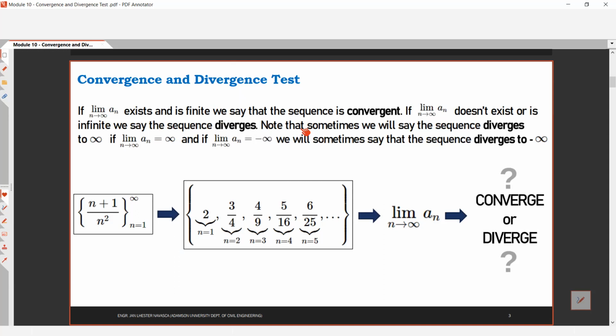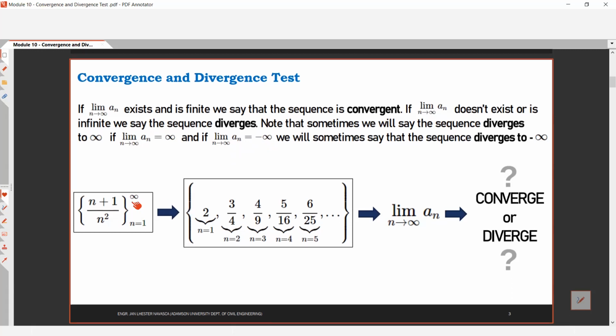Note that sometimes we will say the sequence diverges to infinity, if the limit of a sub n as n goes to infinity is equal to infinity. And if the limit of a sub n as n goes to infinity is equal to negative infinity, we will sometimes say that the sequence diverges to negative infinity. Minsan sasabihin natin yung diverges is approaching to infinity if ito yung condition. If ganito yung condition, ang sequence natin ay diverges to negative infinity.